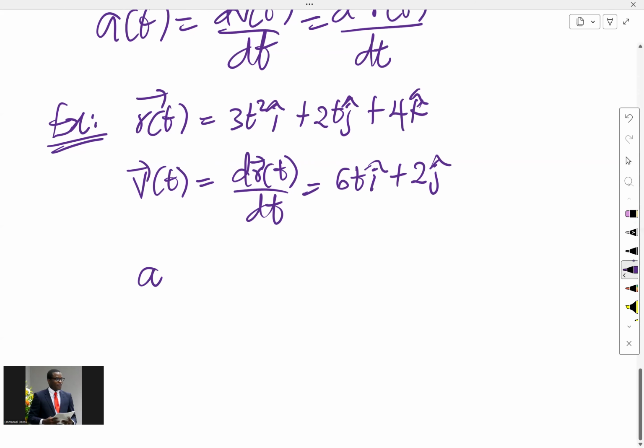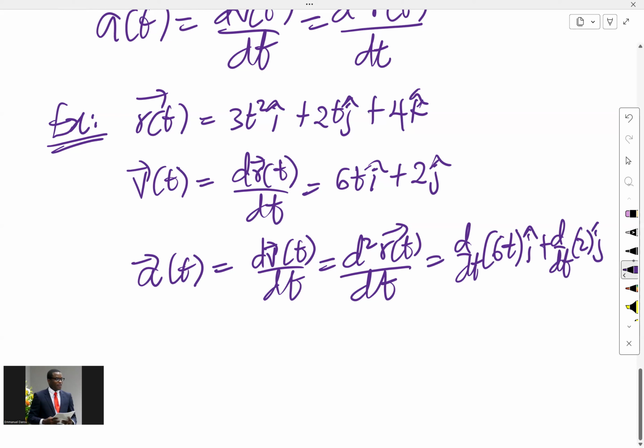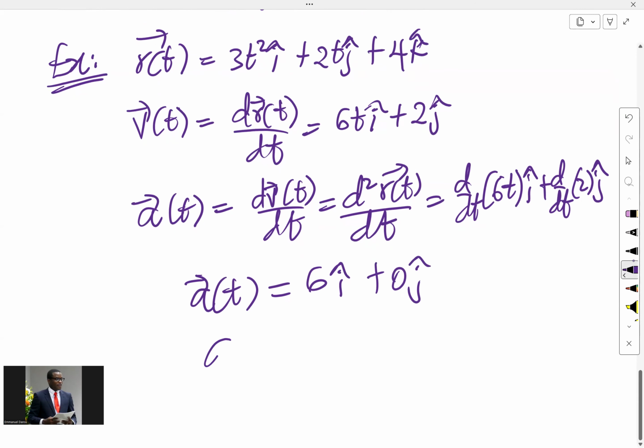So if you're looking for the acceleration a of t, that means you have dv/dt, which is actually the second derivative, d squared r/dt squared. And that means you differentiate: d/dt of 6t in the direction of i plus d/dt of 2 in the direction of j. So the acceleration a of t is now, differentiate 6t, you get 6 in the direction of i. Then differentiate 2 with respect to t, that's 0 in the direction of j. So finally, the acceleration is simply 6i.